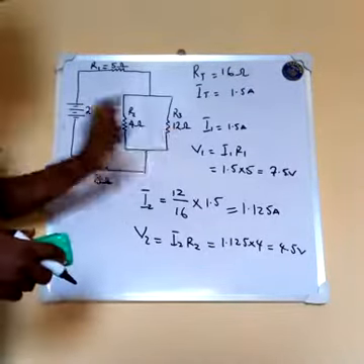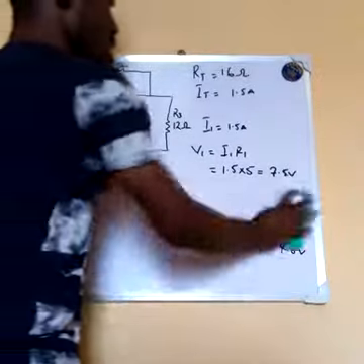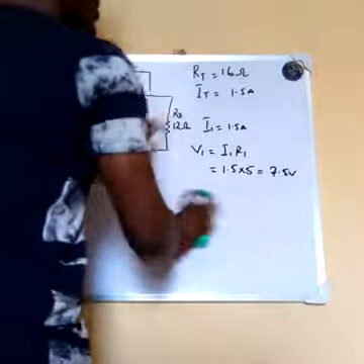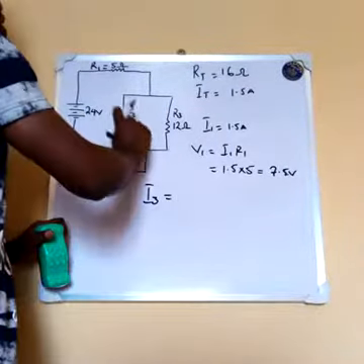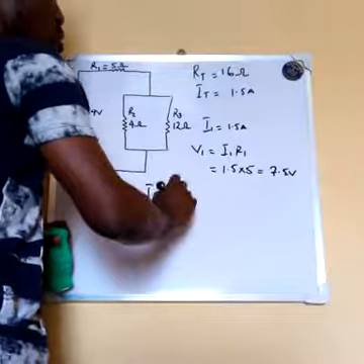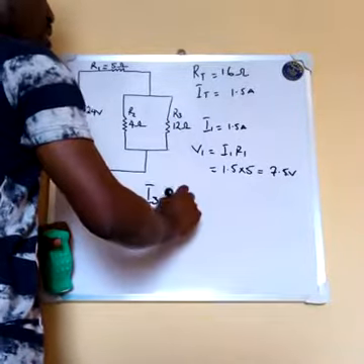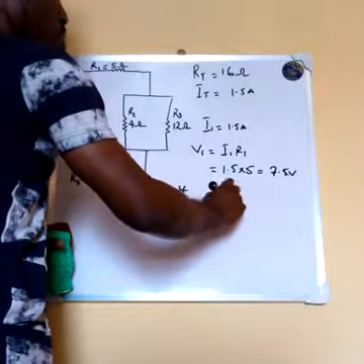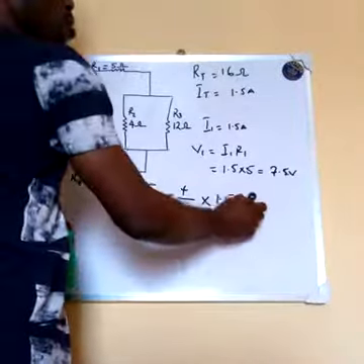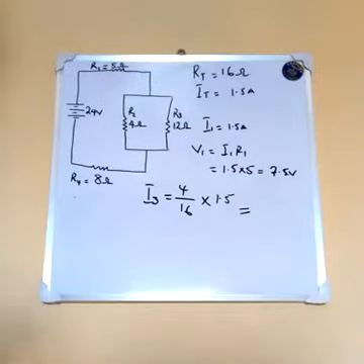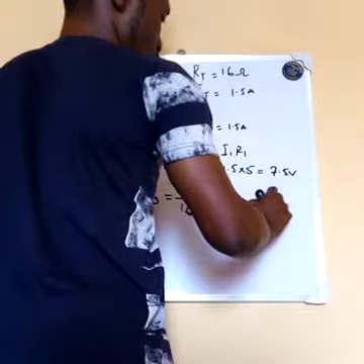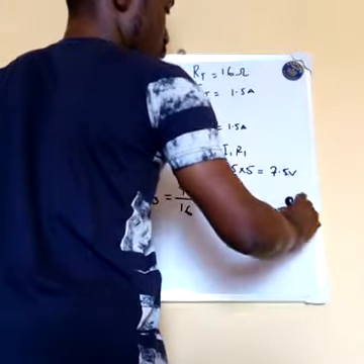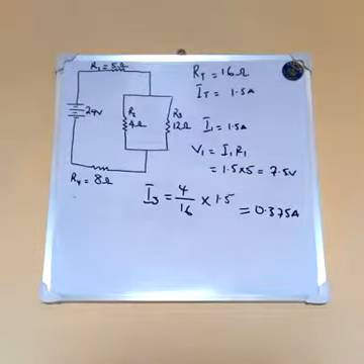So let's come to this one now. Let's see the current here now. So the current here is the next target. Current in I3: use the R2 resistor 4 over the total, which is 16, times total current 1.5. Then you solve the problem. 4 times 1.5 over 16. So you have 0.375 ampere. That is what we have.